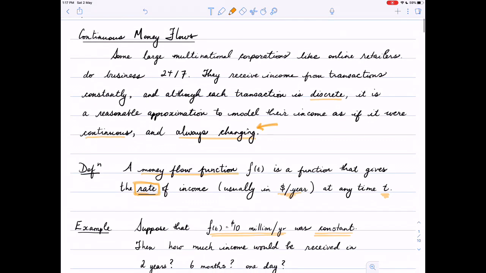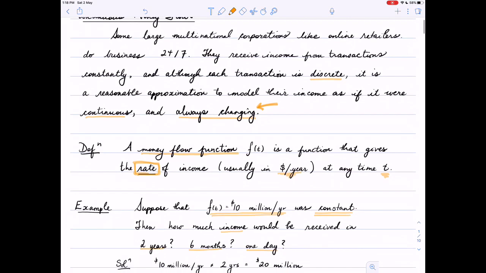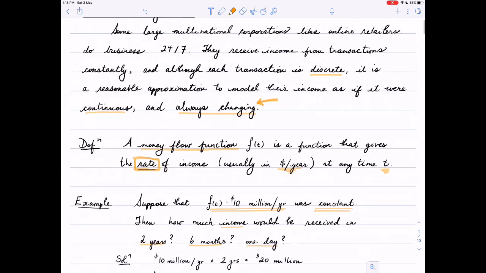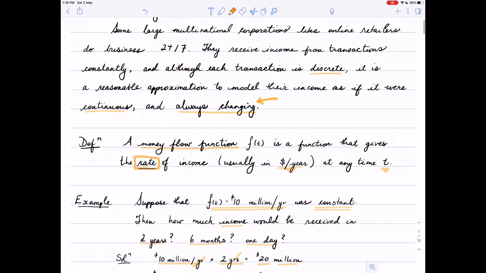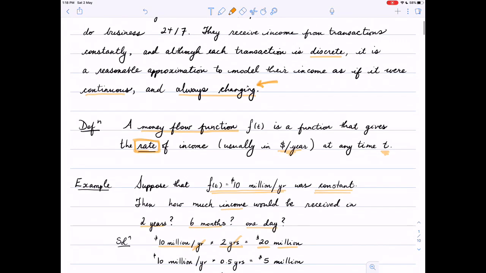Then how much income would the corporation receive after 2 years, after 6 months, after 1 day? If this is a constant rate, it's pretty easy to figure out. If you've got 10 million a year and you've got 2 years, a little exercise in your units, the units would cancel out here and you would have $20 million over 2 years. Same thing over 6 months, so that's half a year. Units cancel. 0.5 times 10, $5 million.